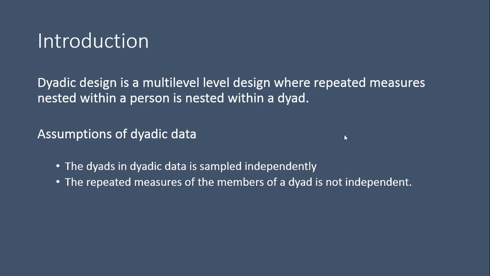If we compare the dyad with the regular regression analysis that we have done so far, the dyadic design is different because in normal regression analysis, each observation is sampled independently. But in a dyadic design, the members of a dyad, that is the persons nested within a dyad, are not independent. They are dependent on each other. This interdependence between the members of a dyad brings certain complications, and for that we need different statistical analysis to analyze this data.